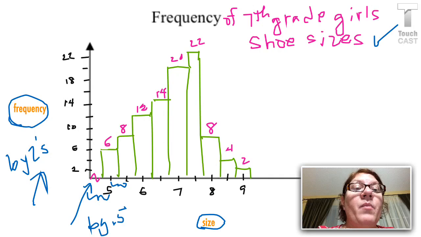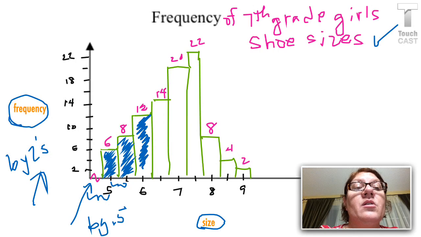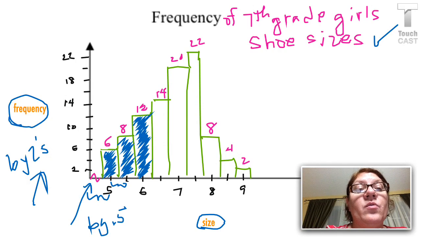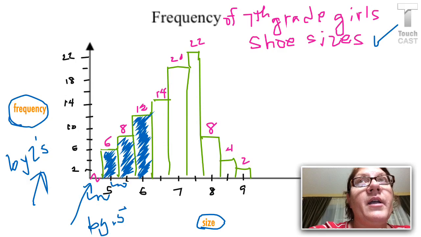Also, since each bar represents one particular shoe size, notice that I put the number directly in the center of my bar. So this bar is only the 5s, and this bar is only the 5.5s, and this bar is only the 6s. And so I can do that if it represents only one set or one value in the data set.